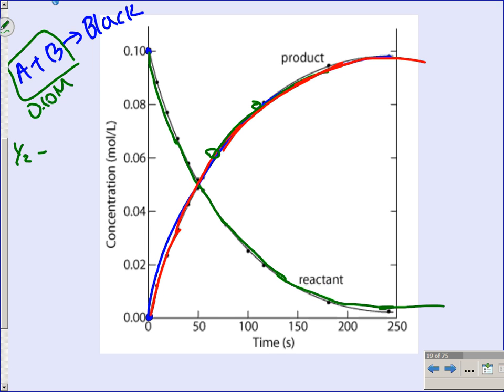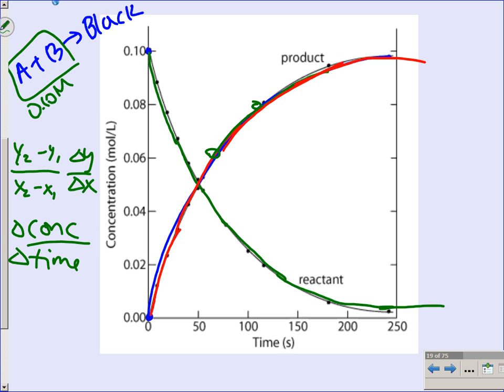y2 minus y1 over x2 minus x1. Okay, so basically you're looking for change in y over change in x, right? Well, what's the y-axis? Concentration. What's the x-axis? Time. So what's concentration change over time? Rate. Okay, so that's rate. So we basically are saying the slope is rate. Okay, what eventually is starting to happen to these rates? They're not changing. Avery, what did you say the definition of equilibrium was?